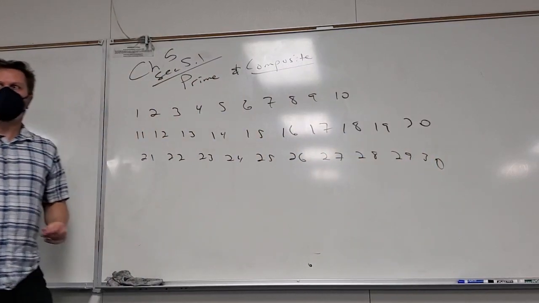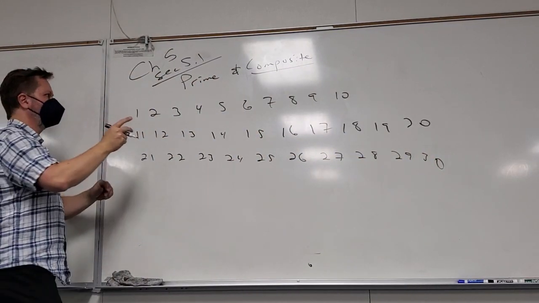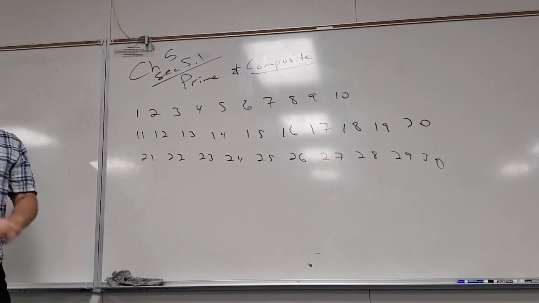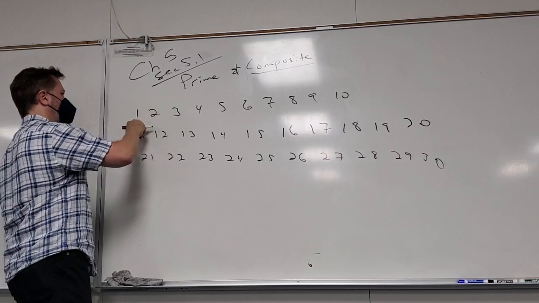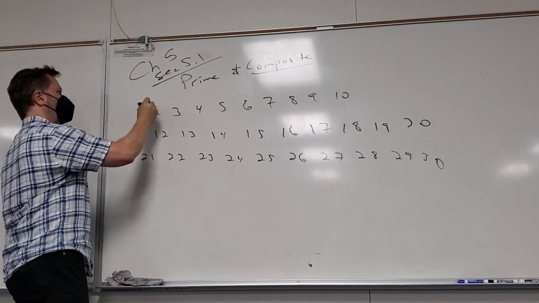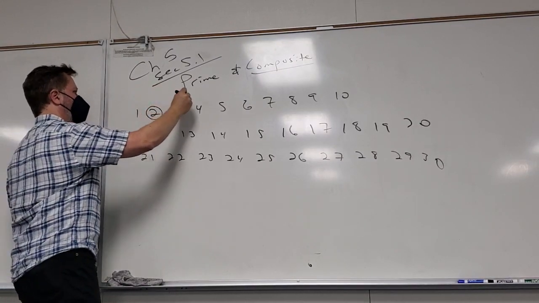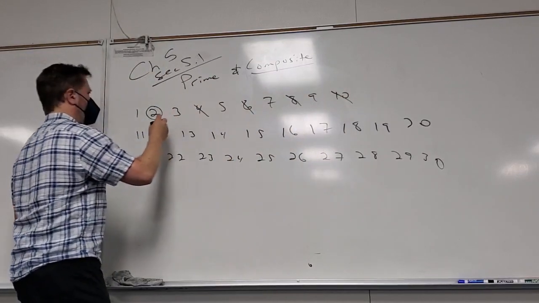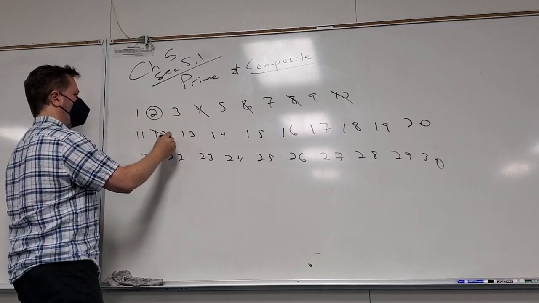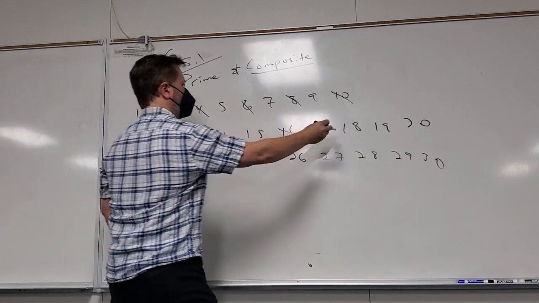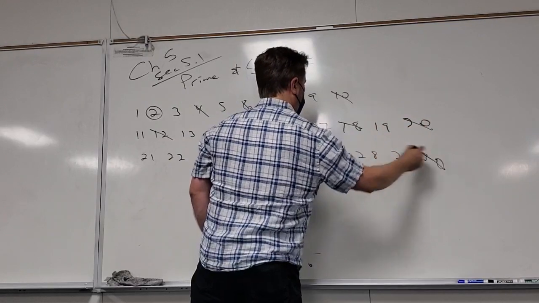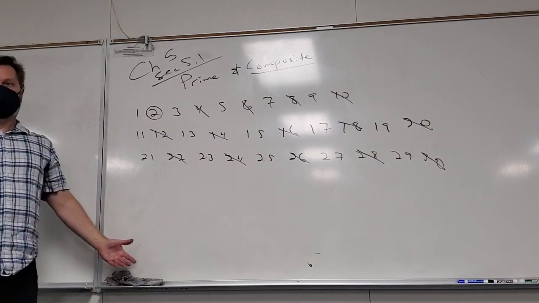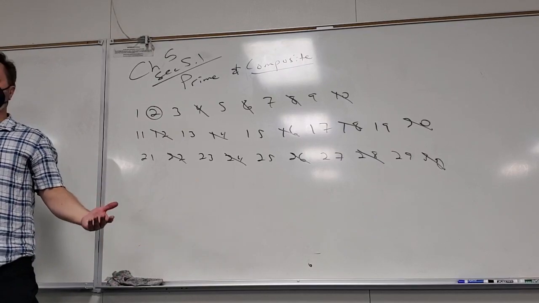Now watch. Why does this work? If I want to try to find the prime numbers, one we don't consider. It's a unit. If I circle 2 and then I cross off all the multiples of 2, I start counting by 2 and I cross them off. 2, 4, 6, 8, 10. Why is everything I'm crossing through composite? Because you can divide them by more than one thing. Because they're all multiples of 2, right?